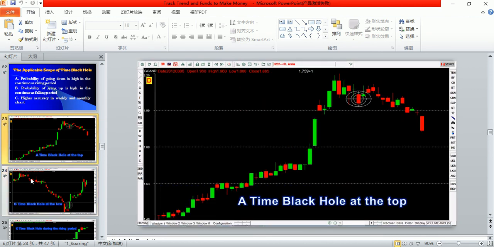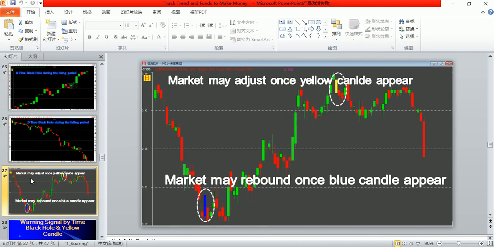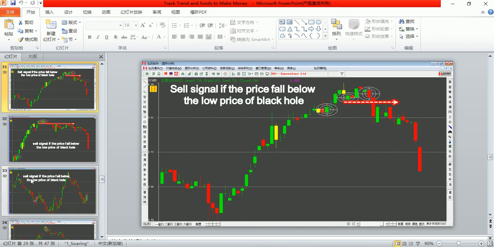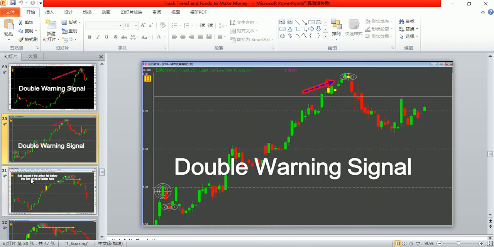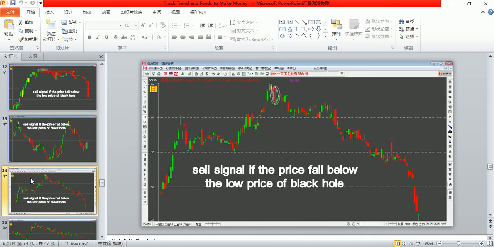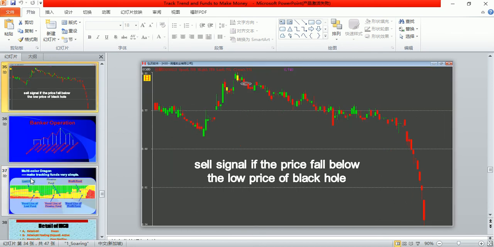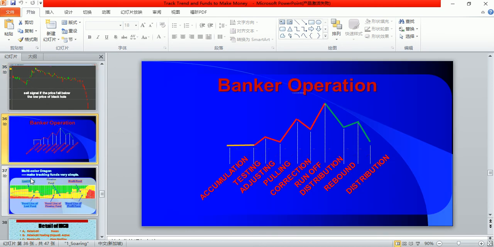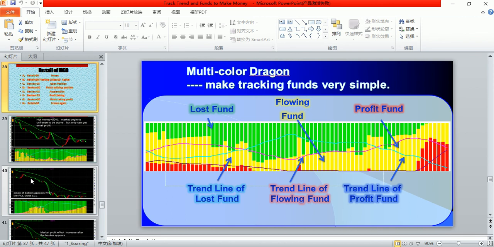Okay, so how to judge? If you see the market double warning signal or double buying signal, you can consider. Okay, so if you see the price fall below the low price of black hole, you should sell first. This is the sell signal. Okay, then we learned the bank operation.